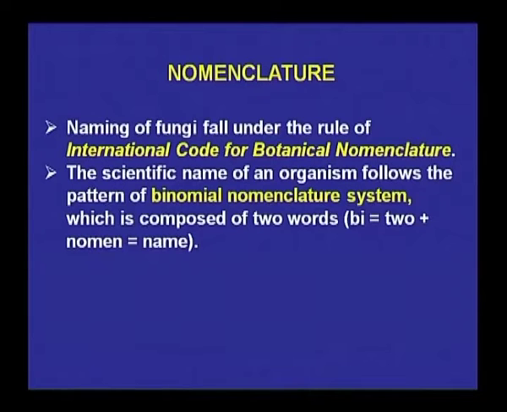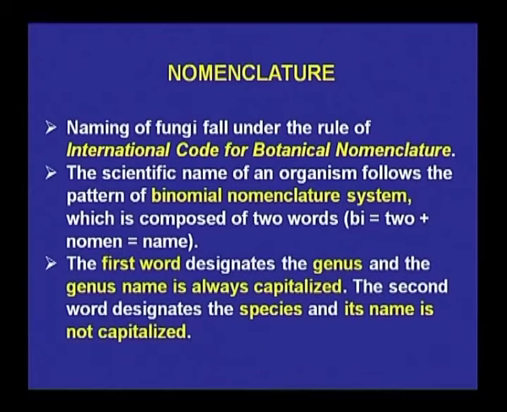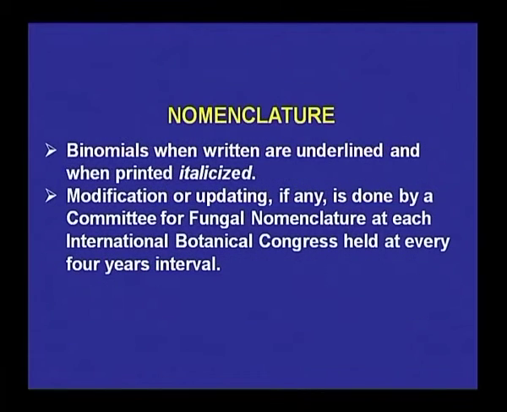Bi means two and nomen means the name. The first word designates the genus, and genus is always capitalized. The second word designates the species, and its name is not capitalized. When we come to the nomenclature, we have to keep in mind that binomials, when written, are underlined, and when printed they are italicized.